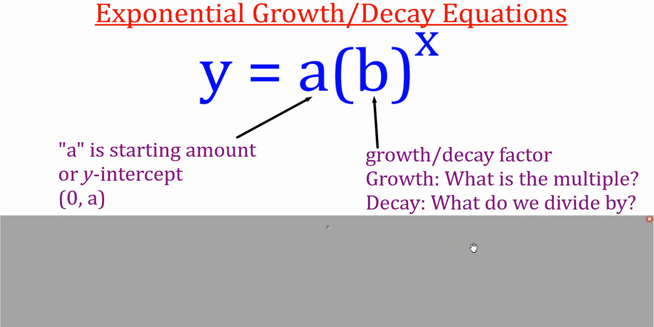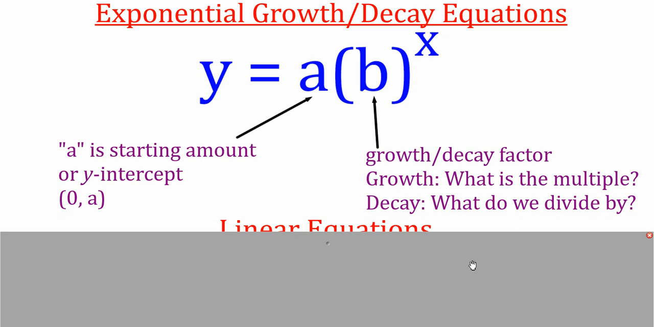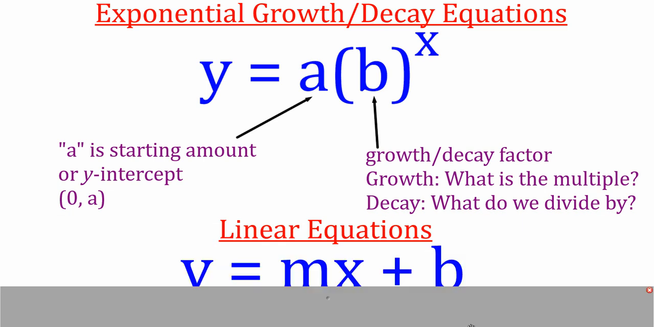and b was your growth or decay factor. So growth was your multiple, so if that b value is greater than 1, and decay when the b value is greater than 0 but less than 1. So like 1/2, 1/3, think you're dividing by 2, dividing by 3, as opposed to a 2 or 3 there, multiplying by 2, multiplying by 3. So we've talked about those patterns before with our exponentials.